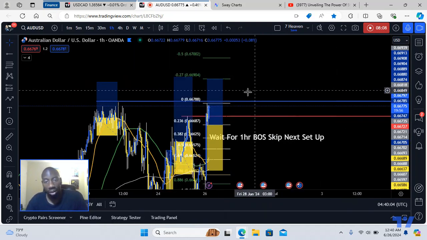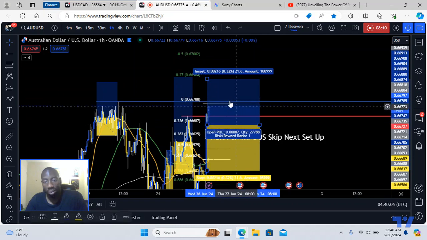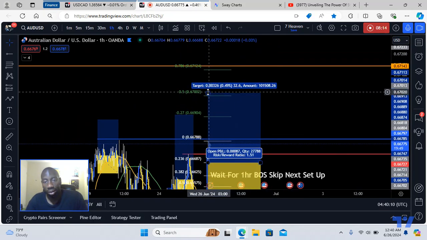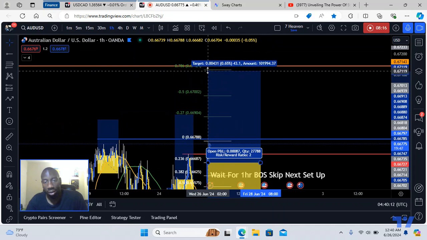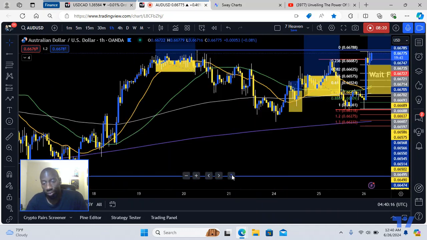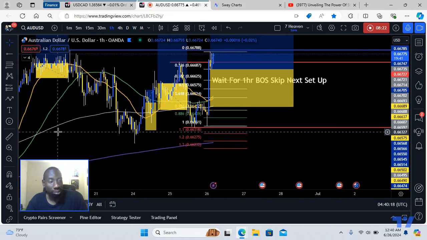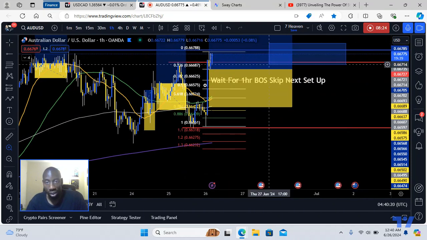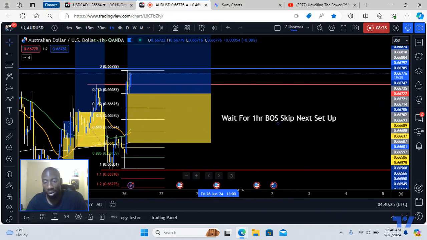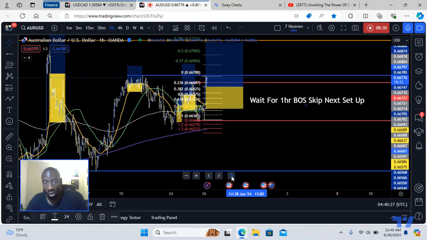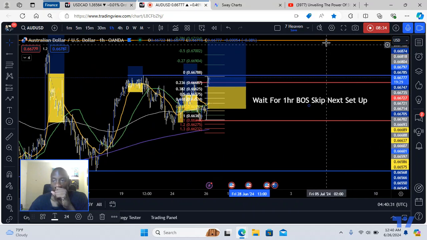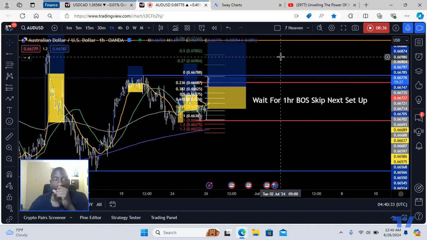216. Expand, and then, of course, I'll see what happens after that. Again, not taking that setup. Skipping it, but placing it. All right. So that's what's going on there.